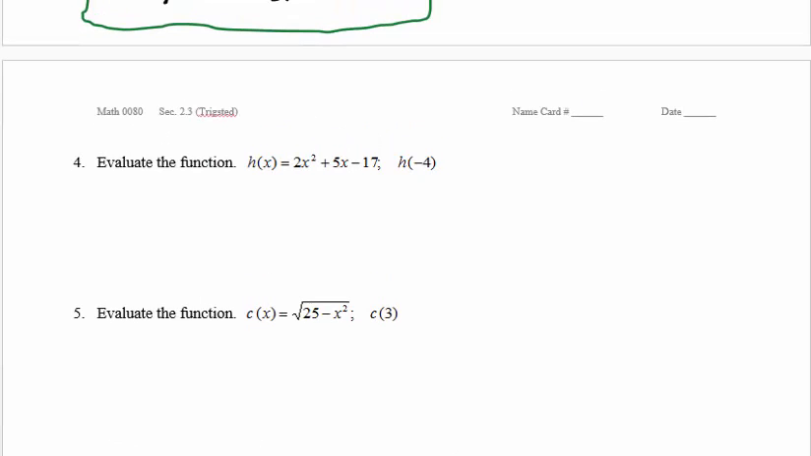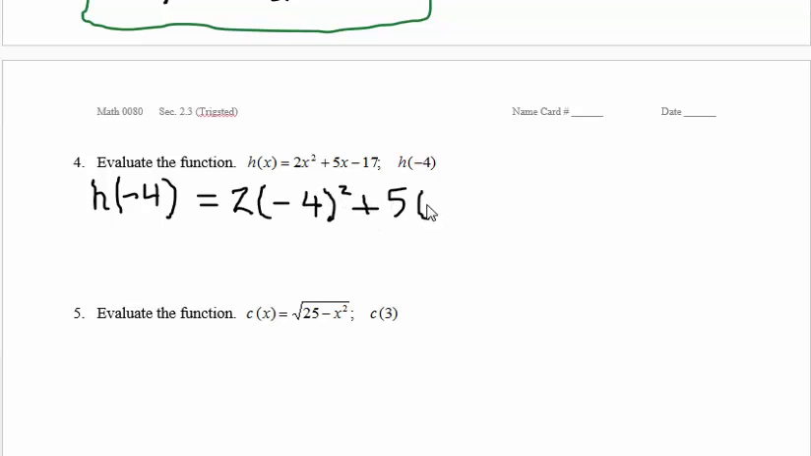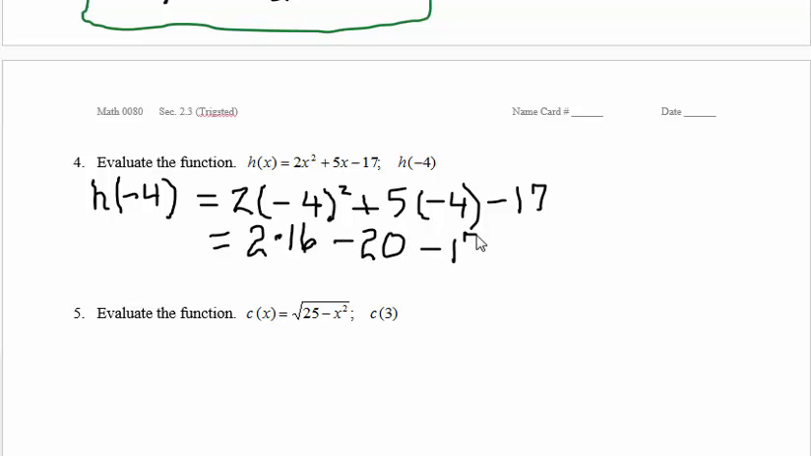All right, so the next thing is to evaluate functions. So h of x is 2x squared plus 5x minus 17. I want to evaluate h of negative 4. So I replace every x with negative 4. So 2 times negative 4 squared plus 5 times negative 4 minus 17. When I raise a negative number to a power, I have to parenthesize that negative number.